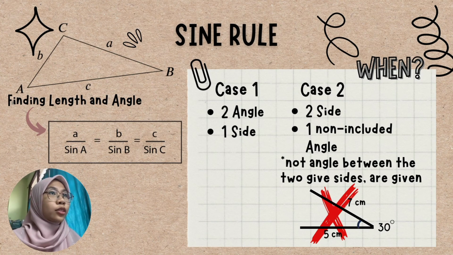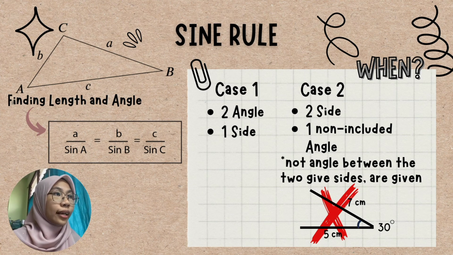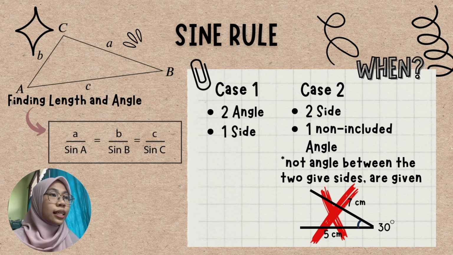We're going to start first with the sine rule. The sine rule, the formula for finding length and angle, is a over sin A is equal to b over sin B is equal to c over sin C. Here a is a side and sin A is an angle.